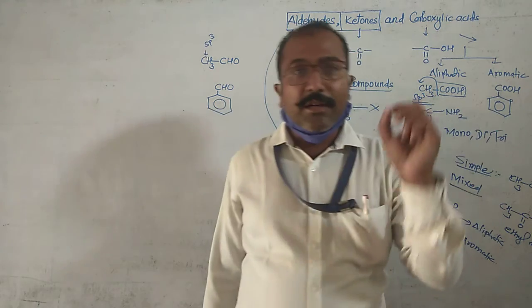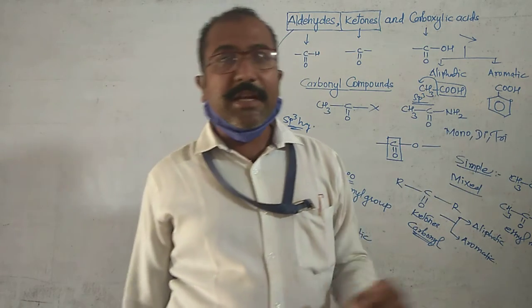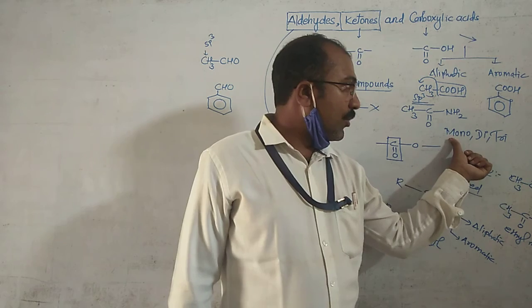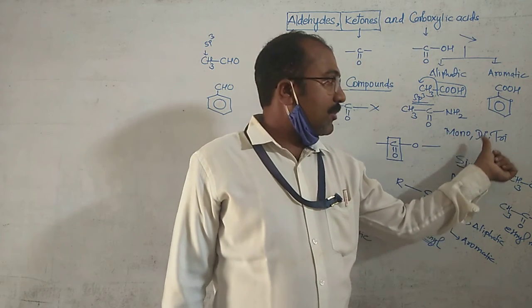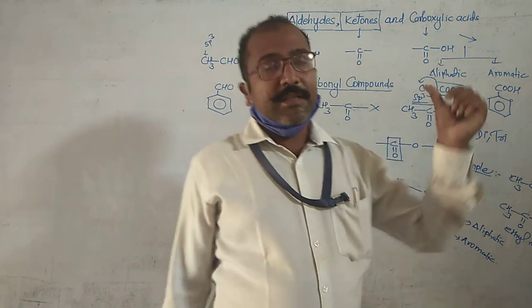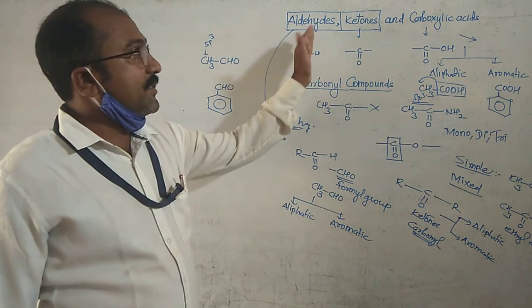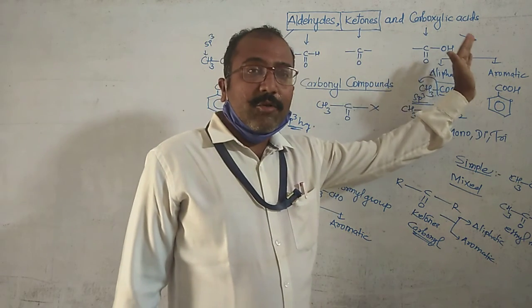Depending upon the number of carboxylic groups present in the molecule, carboxylic acids are classified as monocarboxylic acid, dicarboxylic acid and tricarboxylic acid. And this is the classification of aldehydes, ketones and carboxylic acids.